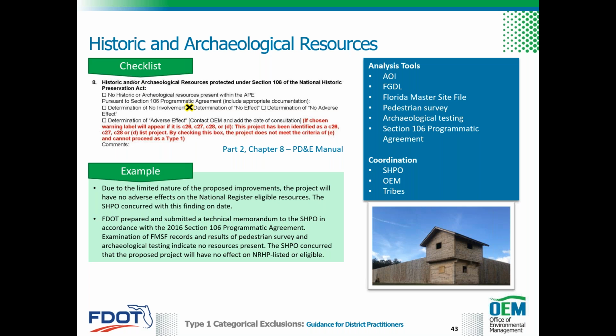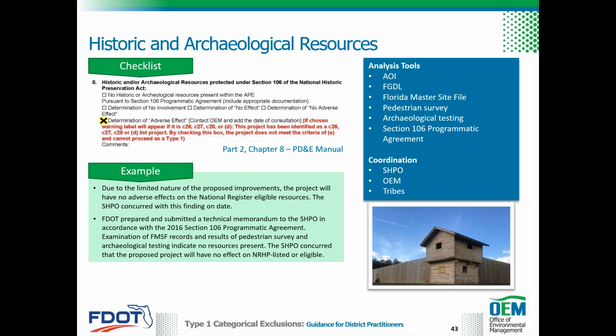If FDOT finds there is potential to affect a historic property, which could result in a determination of either no adverse effect or adverse effect, then FDOT must consult with the SHPO to determine the next course of action. Now, if the determination is an adverse effect, then you must consult with OEM. And if it is one of those C26, C27, C28, or one of those D-list projects, and it's an adverse effect determination, then it's not going to meet the criteria to proceed as a Type 1 CE.